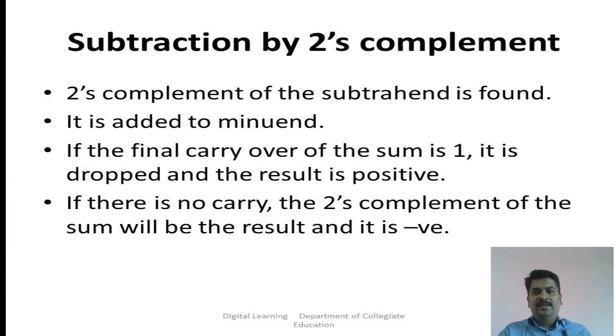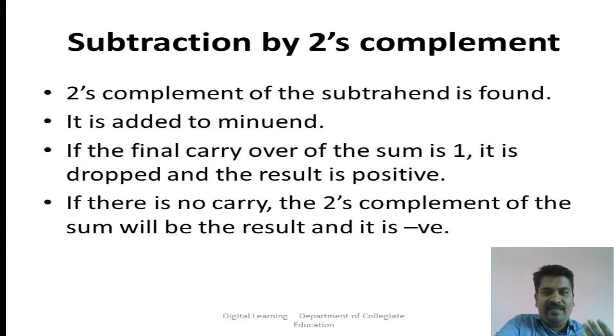Now, subtraction by the 2's complement. There is a method here to do the subtraction using this 2's complement method. The first step is that the 2's complement of the subtrahend is found. The subtrahend is the second number. The number from which we are doing the subtraction is the minuend, and the second number is the subtrahend. Now we are handling the subtrahend first. After doing the 2's complement of the subtrahend, we add it to the minuend.